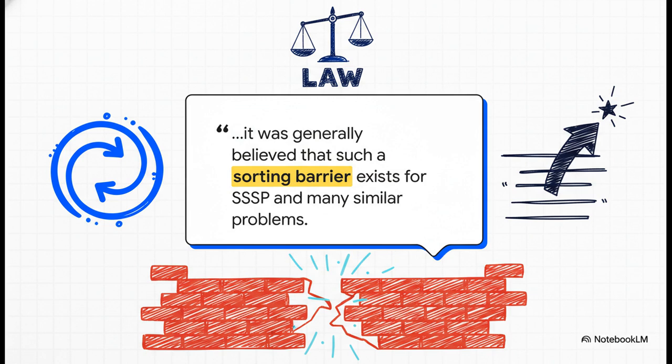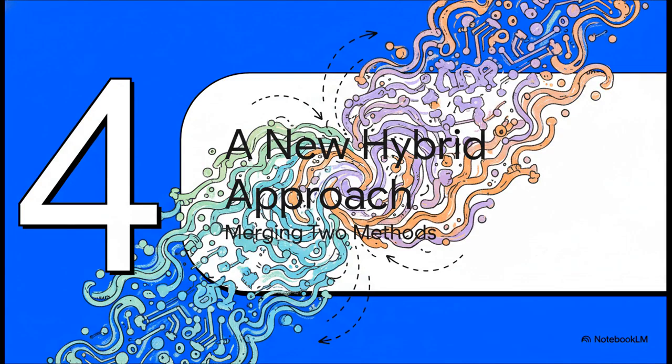The sorting barrier wasn't just a tough challenge to overcome. It was treated like a fundamental law of nature for this kind of problem. That is, until now. A team of researchers figured out a brilliant way to sidestep this whole 60-year-old problem, and they did it by taking two classic rival algorithms and smashing them together in a totally new, completely unexpected way.